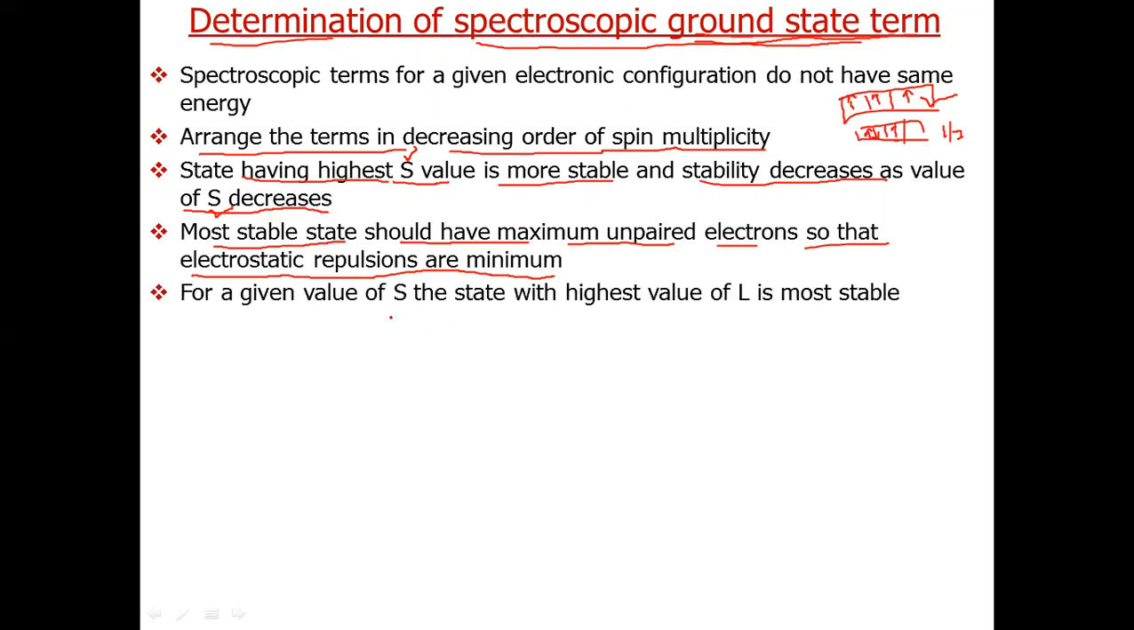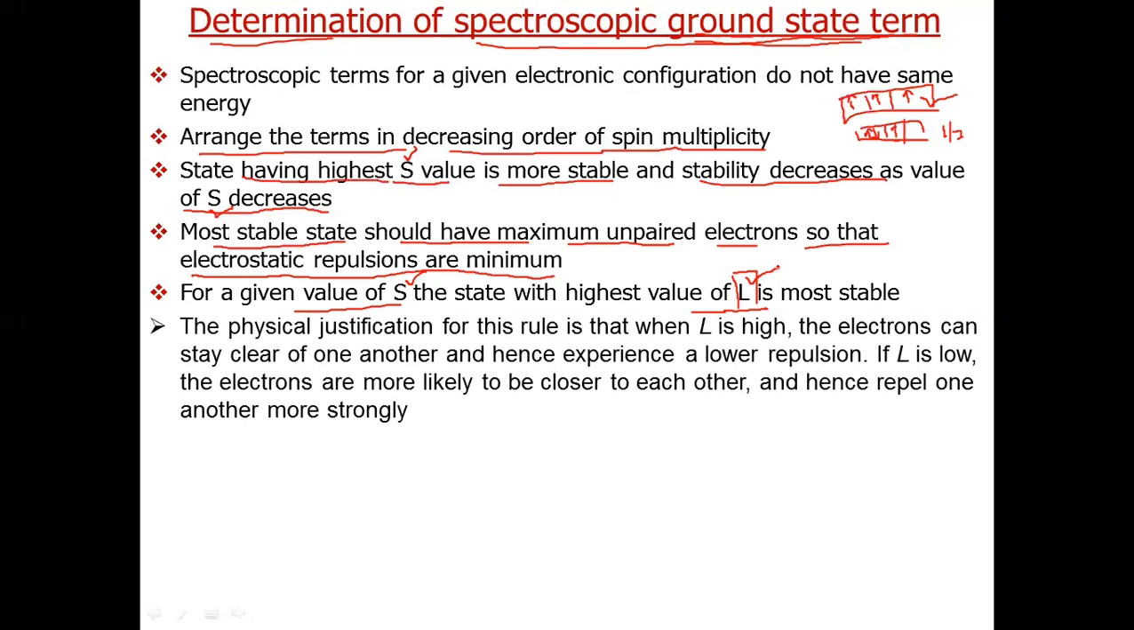So what will happen now if for a given value of S, the value of L we have to see. If two states have same S value, then their energies are determined by value of L. So the state with highest value of L is most stable. Please keep it in mind. These rules, we will apply in our next slides.